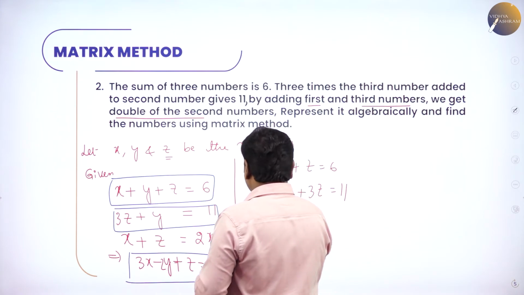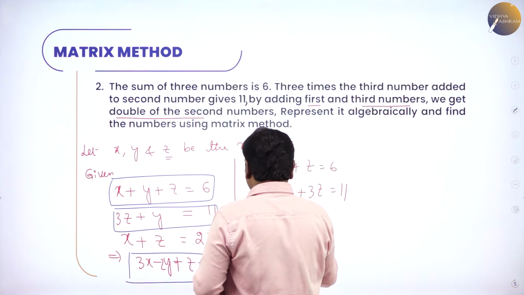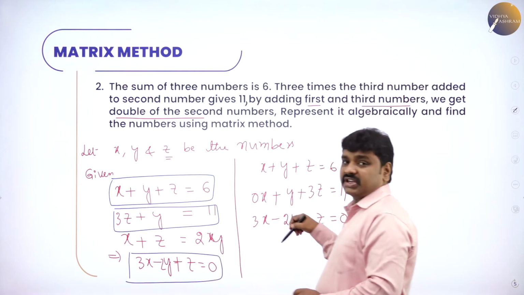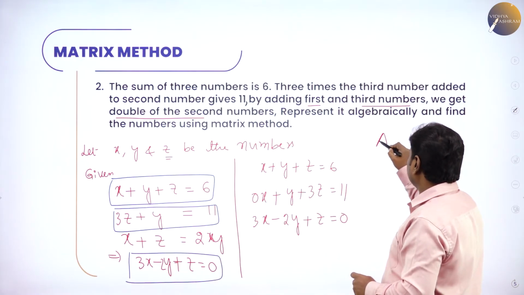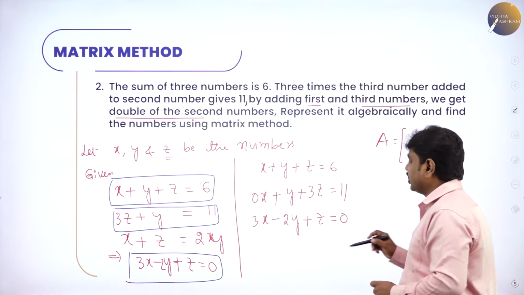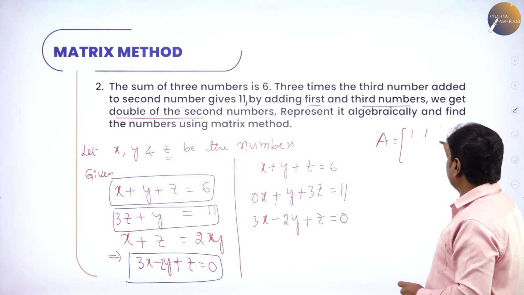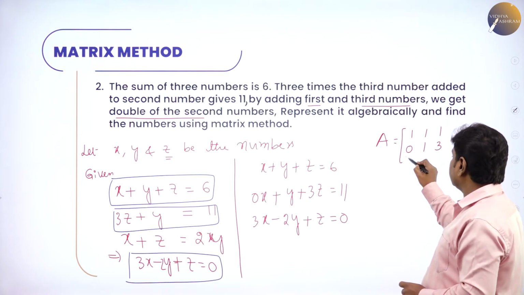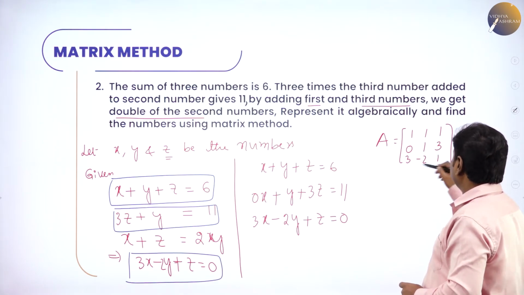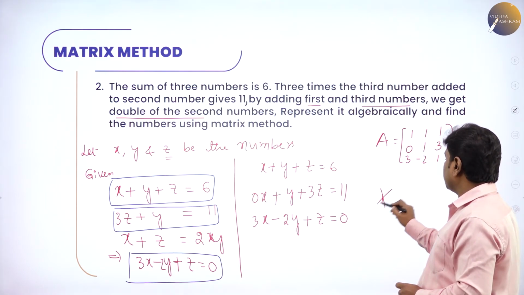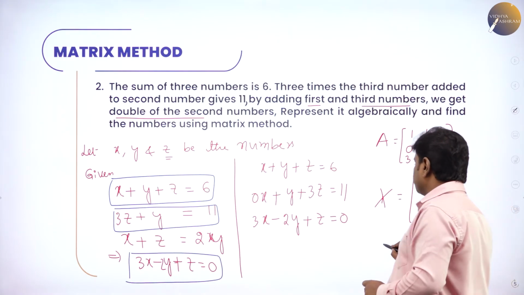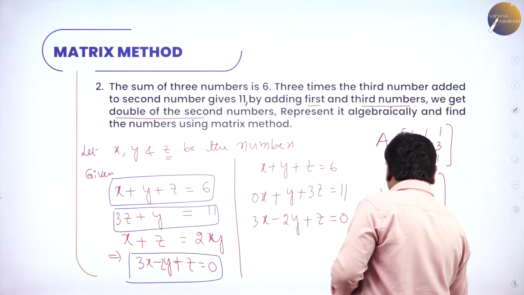Then 3x minus 2y plus z is equal to 0. Now we need to solve this by the matrix method. How to solve? First you write coefficient matrix A. What is that? 1 1 1, then 0 1 3, then 3 minus 2 1. Then X means variable matrix. What are the variables? x, y, z. Then you write B. What is B? B is 6, 11, 0.